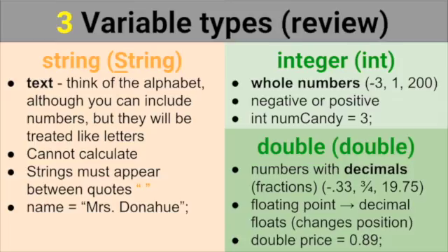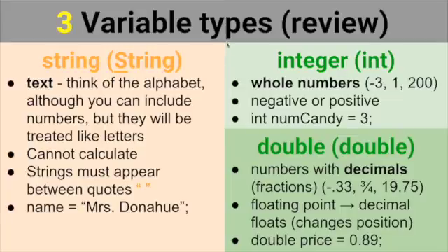So far we are aware of three different variable types. This is a review, but we have string variables, which are text, so the alphabet. You can also put numbers into a string format, but if you do, you can't calculate on them. It's just like the alphabet. You can't calculate on the alphabet. Strings have to appear between quotes. So if I was doing a variable called name, I could set it equal to my name in quotes and end it with a semicolon. And that's how you do strings.